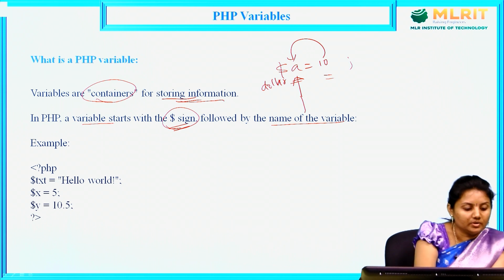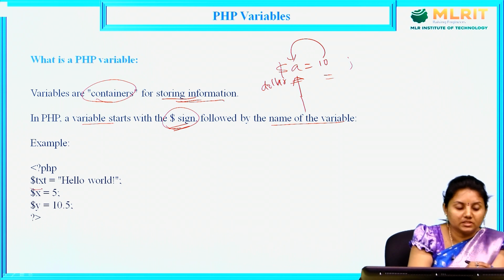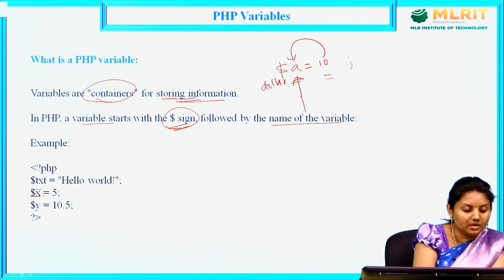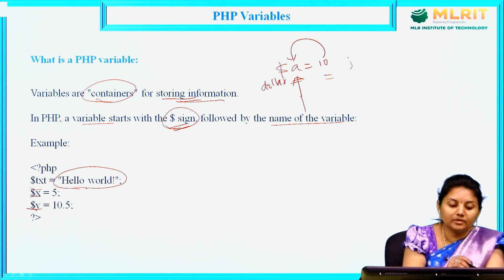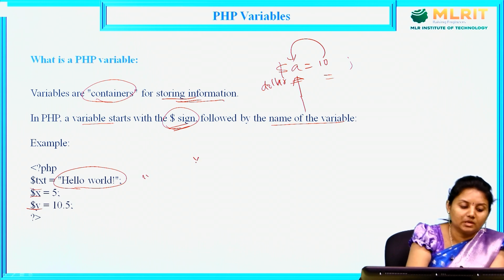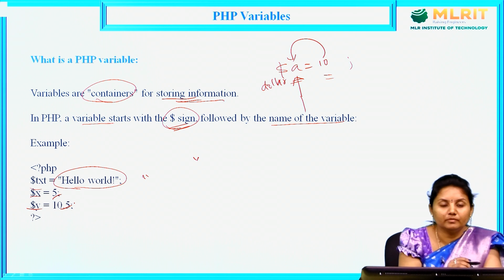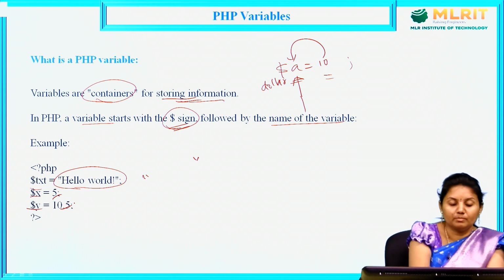Now, here, what is the variable? $txt is a variable, $x is a variable, $y is a variable. And you are not giving any data type here, directly you are storing. If you want to store a string, just give it in double quotes. If you want to store a number, just give the number here.